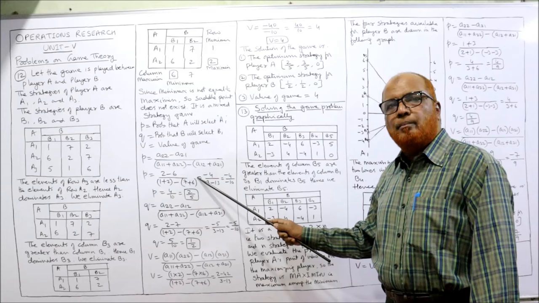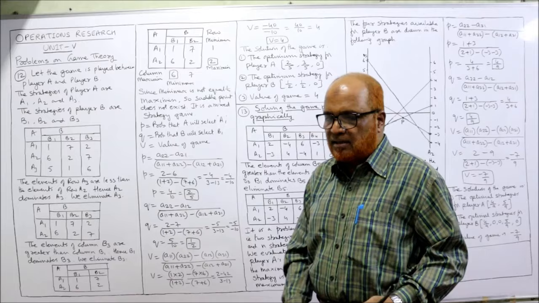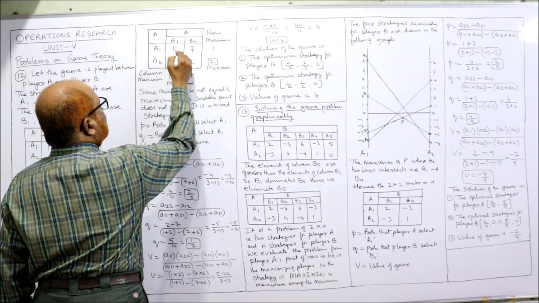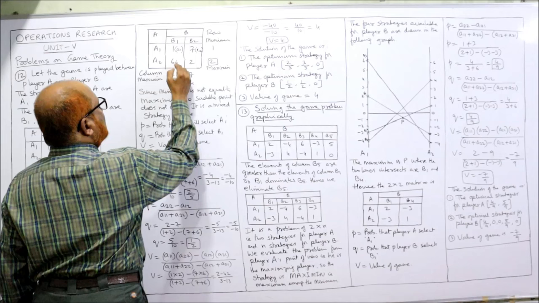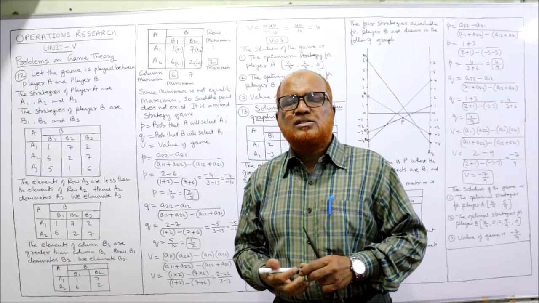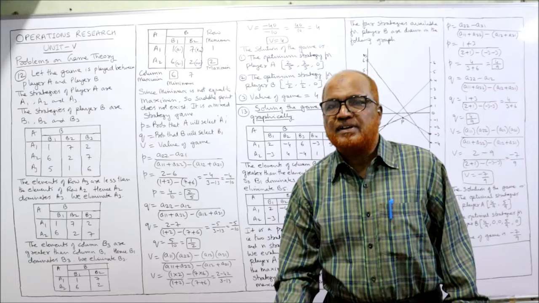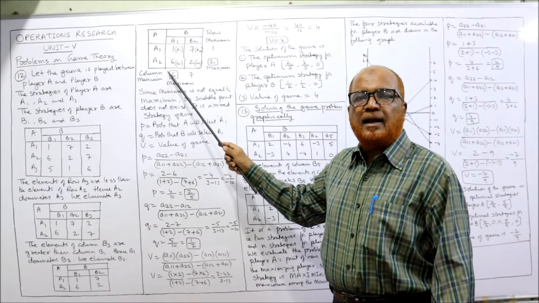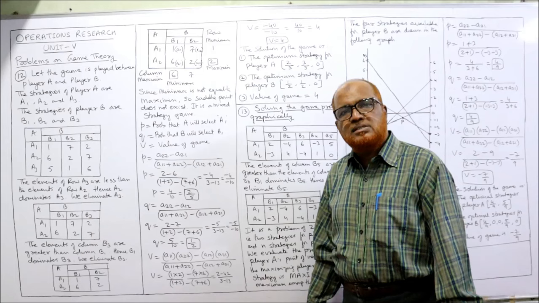A22. See in this 2x2 matrix, the first one is A11, this is A12, here it is A21, here A22. The first is row number, the second one is column number. A11 means first row, first column. A12, first row, second column. A21, second row, first column. A22, second row, second column.